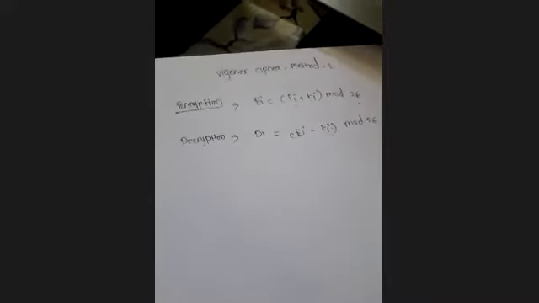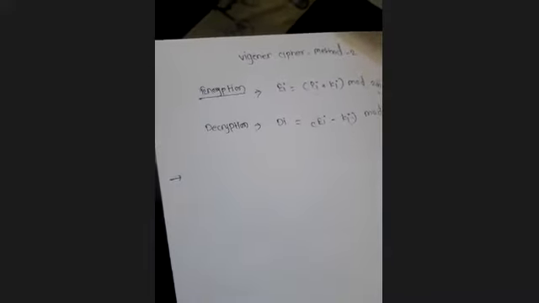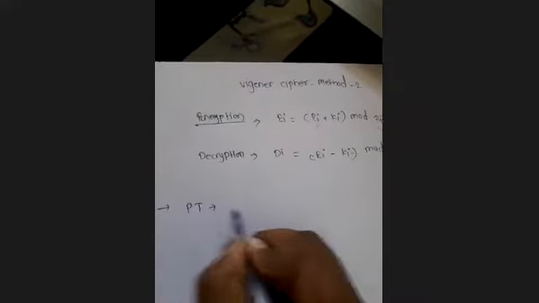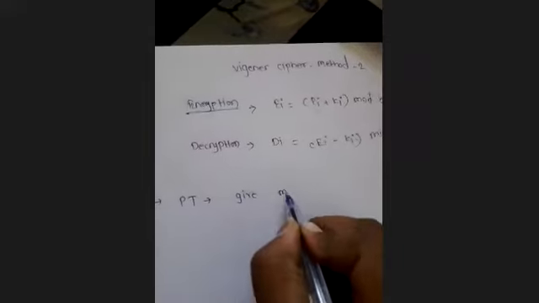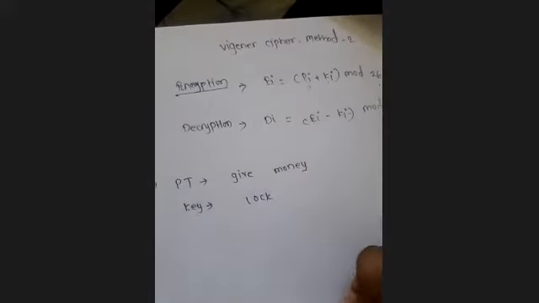Okay, now we will see one example by using this formula, using the Vigenere cipher method. Suppose I take the same example, that is give money. The last example which we solved by using the Vigenere table is give money, right? So the plain text here is give money, and the key here is LOCK, lock.